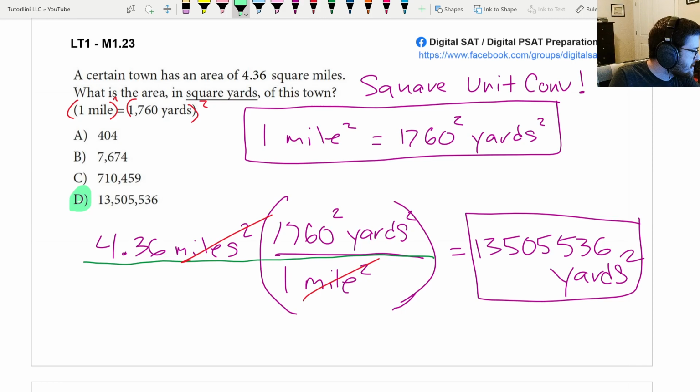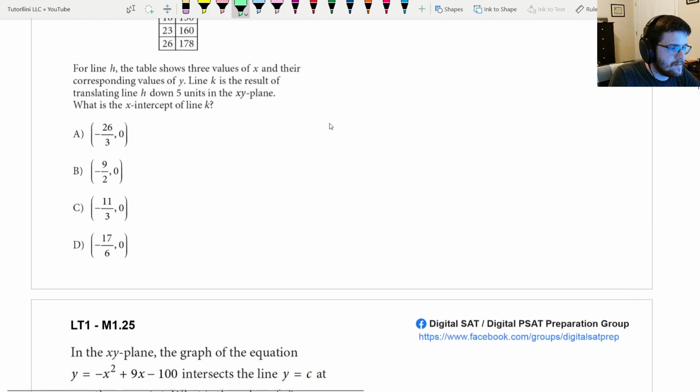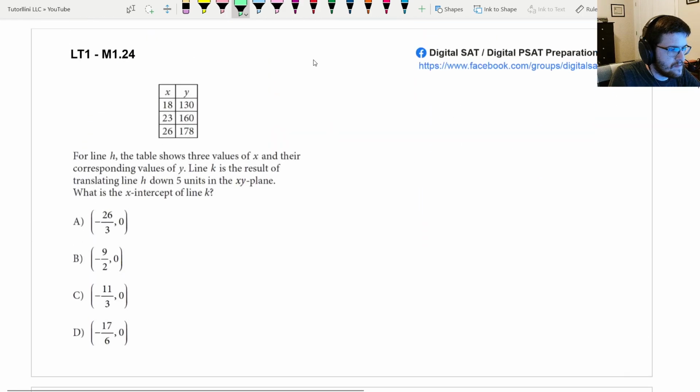Answer choice D. Let's see. That is right. Great. Okay. Really tricky if you've never seen it before, but once you get the hang of it, it's not so bad. Okay, I remember this one being a little tricky.